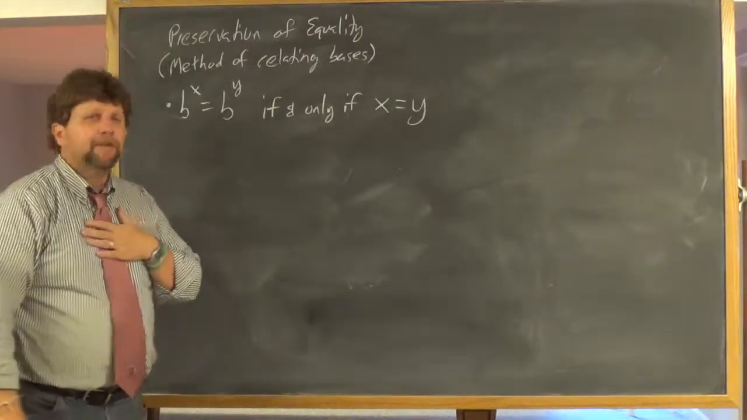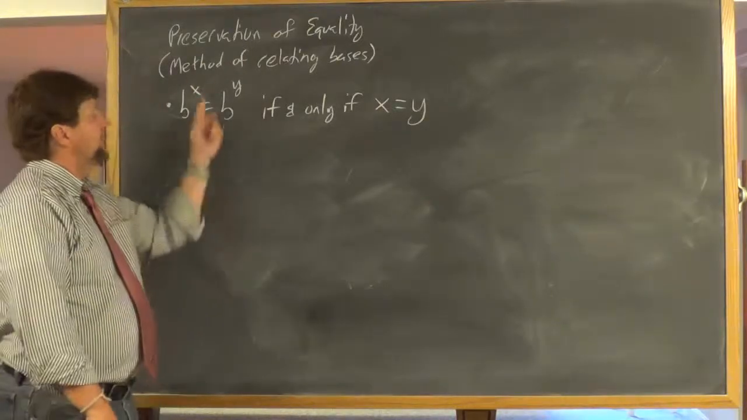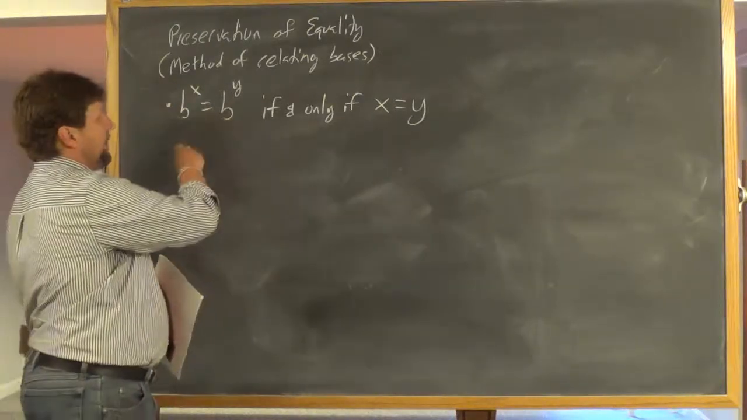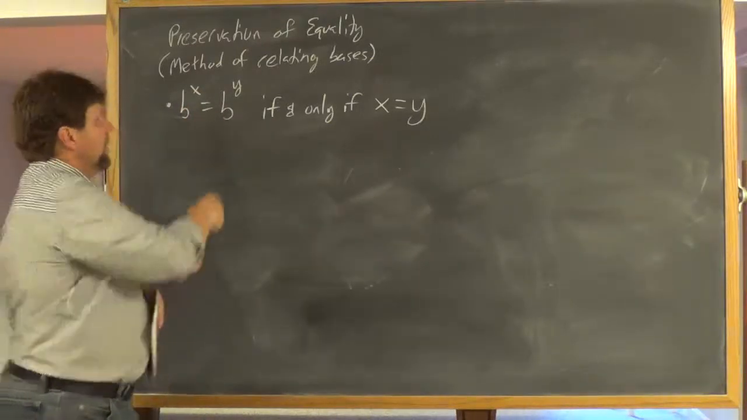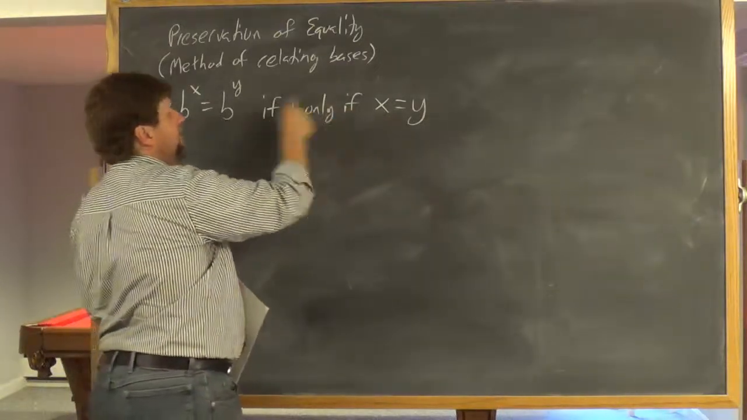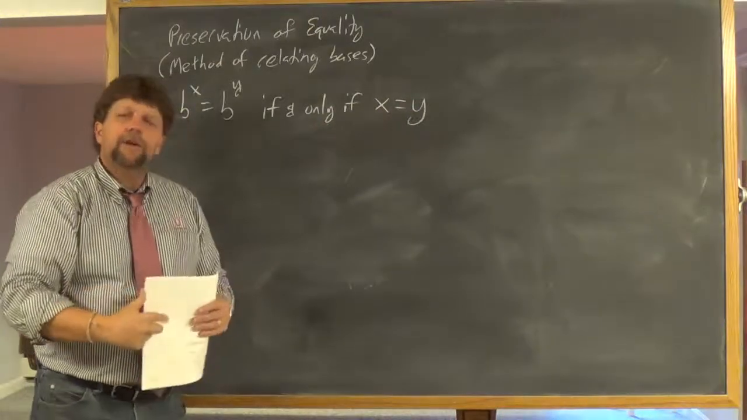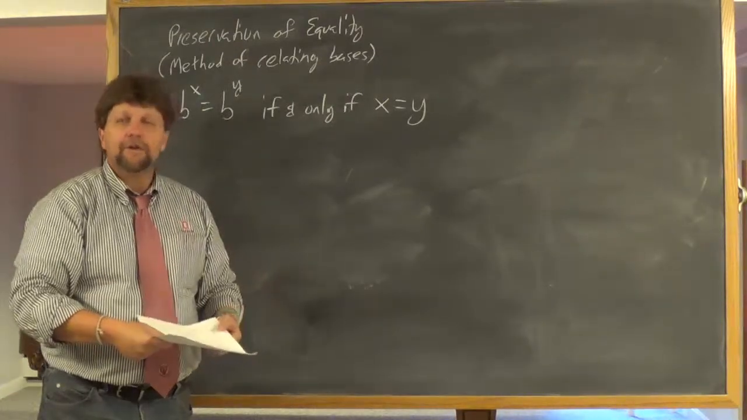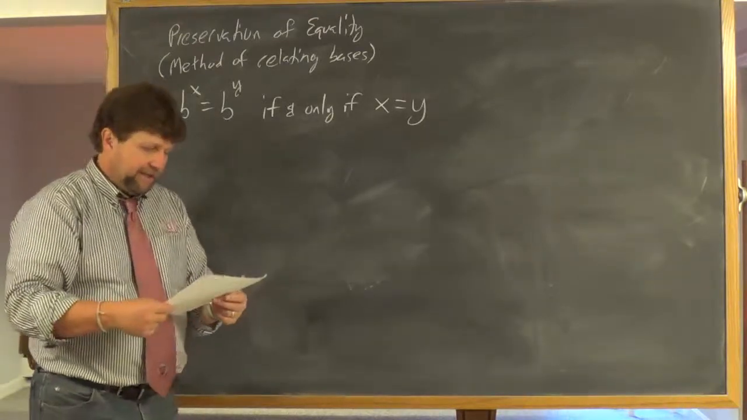That's it for graphs. Next up is something that I personally call the preservation of equality. Your book calls it the method of relating bases. And basically all it says is that if you have b to the x equaling b to the y, if the bases are the same, this equation is true if and only if the exponents are equal. So if and only if x is equal to y. So that's the property your book calls the method of relating bases. I will probably call it the preservation of equality. But it's the same thing.